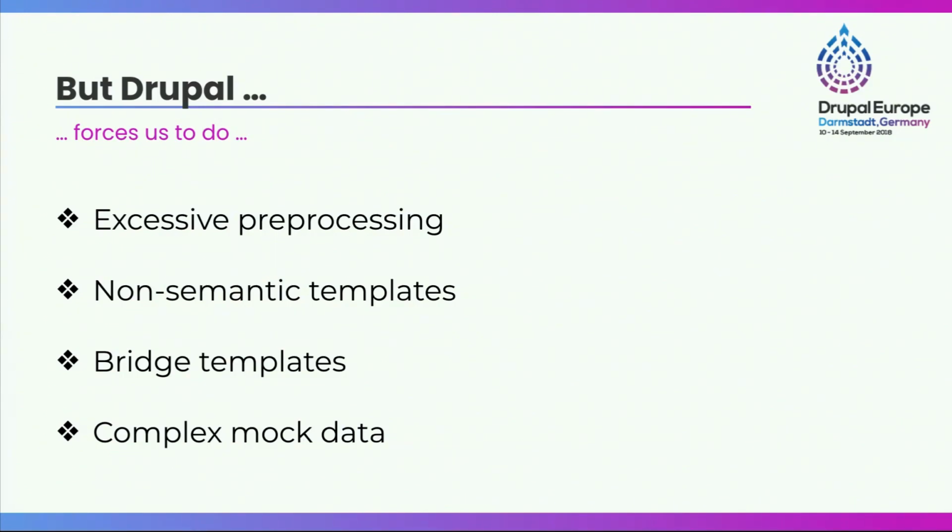Then another thing we often have to do is creating bridge templates. This means you have one template in your theme that, for example, correlates to the node template. And in there, you include the template from your pattern library that you actually want, and somehow map variables between them. And this is also often very hard.